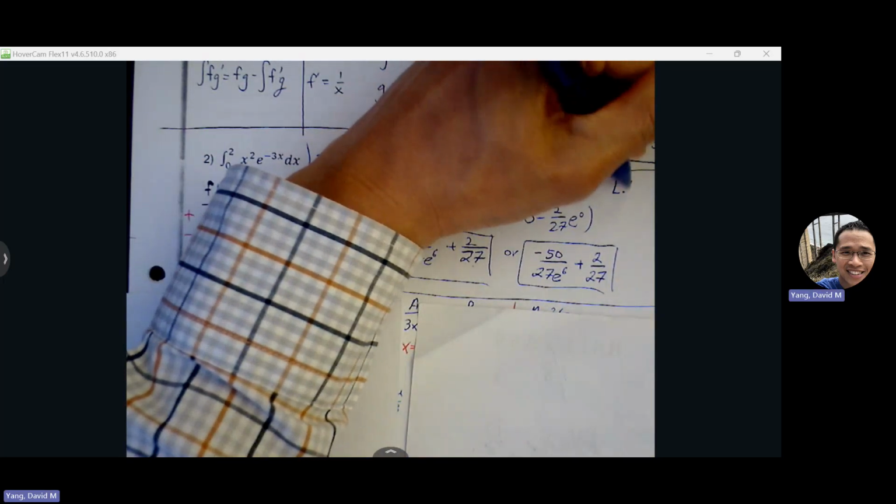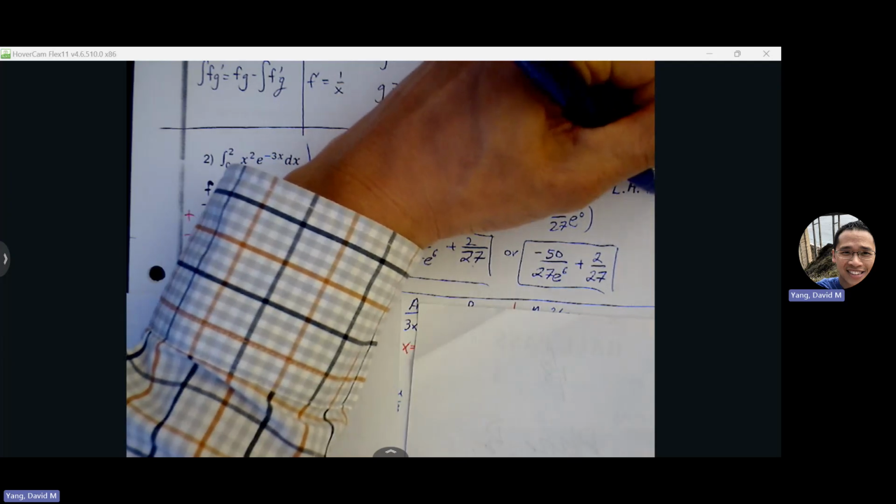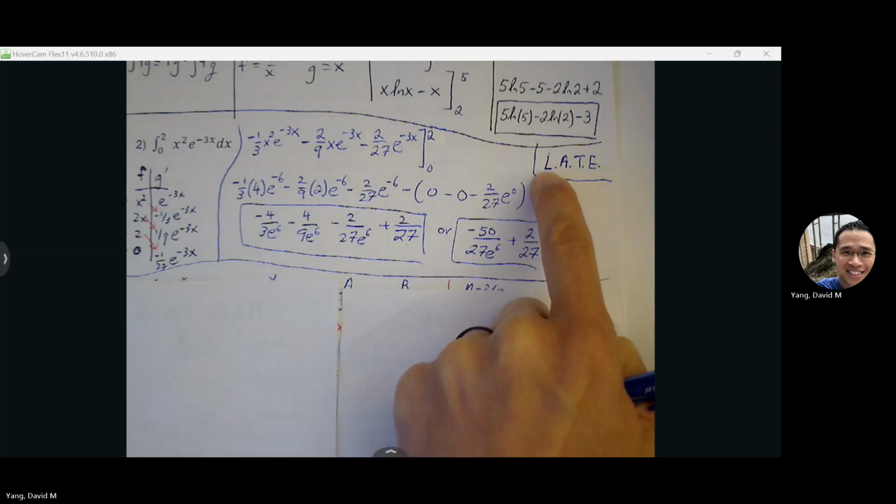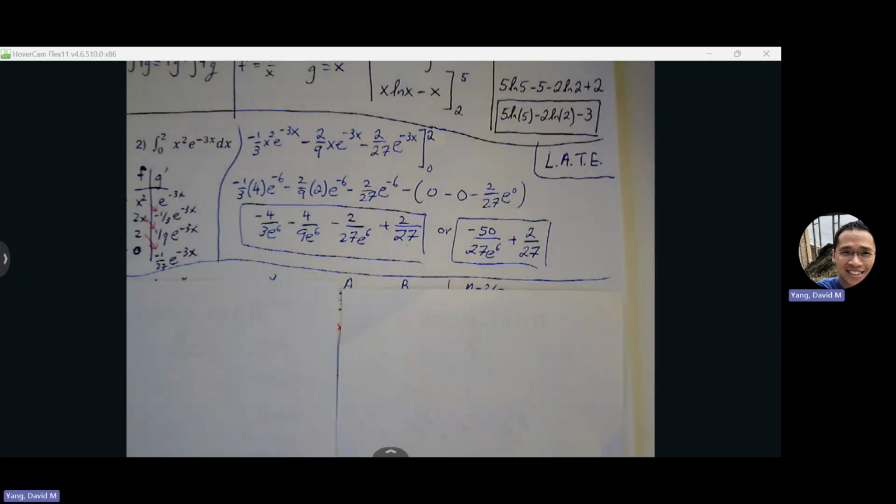So the acronym that I use to kind of help me, basically, you only have to worry about four types here. You have logs, algebraic, trig, and exponential. So whichever comes first, whichever is earlier in the acronym is going to take the priority for your F.